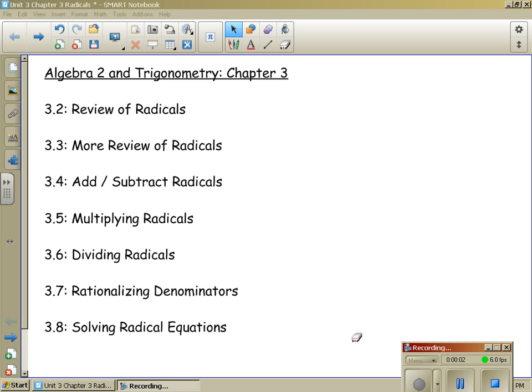The next section we're going to cover is Chapter 3. Section 3.1 we previously covered, and here's a list of topics that we're going to cover. Looking at radicals, simplifying them, adding and subtracting them, multiplying, dividing them, rationalizing denominators, and solving radical equations. Next page.